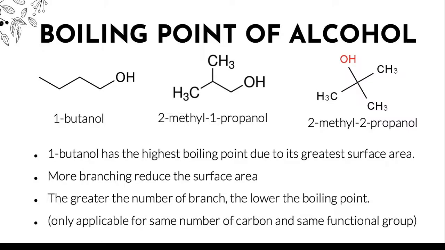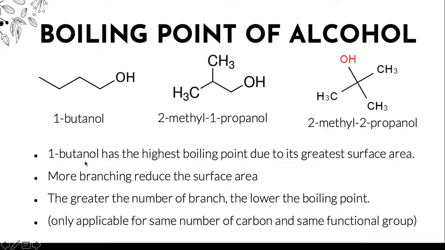For example, we have 1-butanol, 2-methyl-1-propanol, and 2-methyl-2-propanol. For this one, we have all alcohol compounds with the same number of carbon, but different branches. So 1-butanol has no branch. 2-methyl-1-propanol has only one branch or one substituent. 2-methyl-2-propanol has two branches.